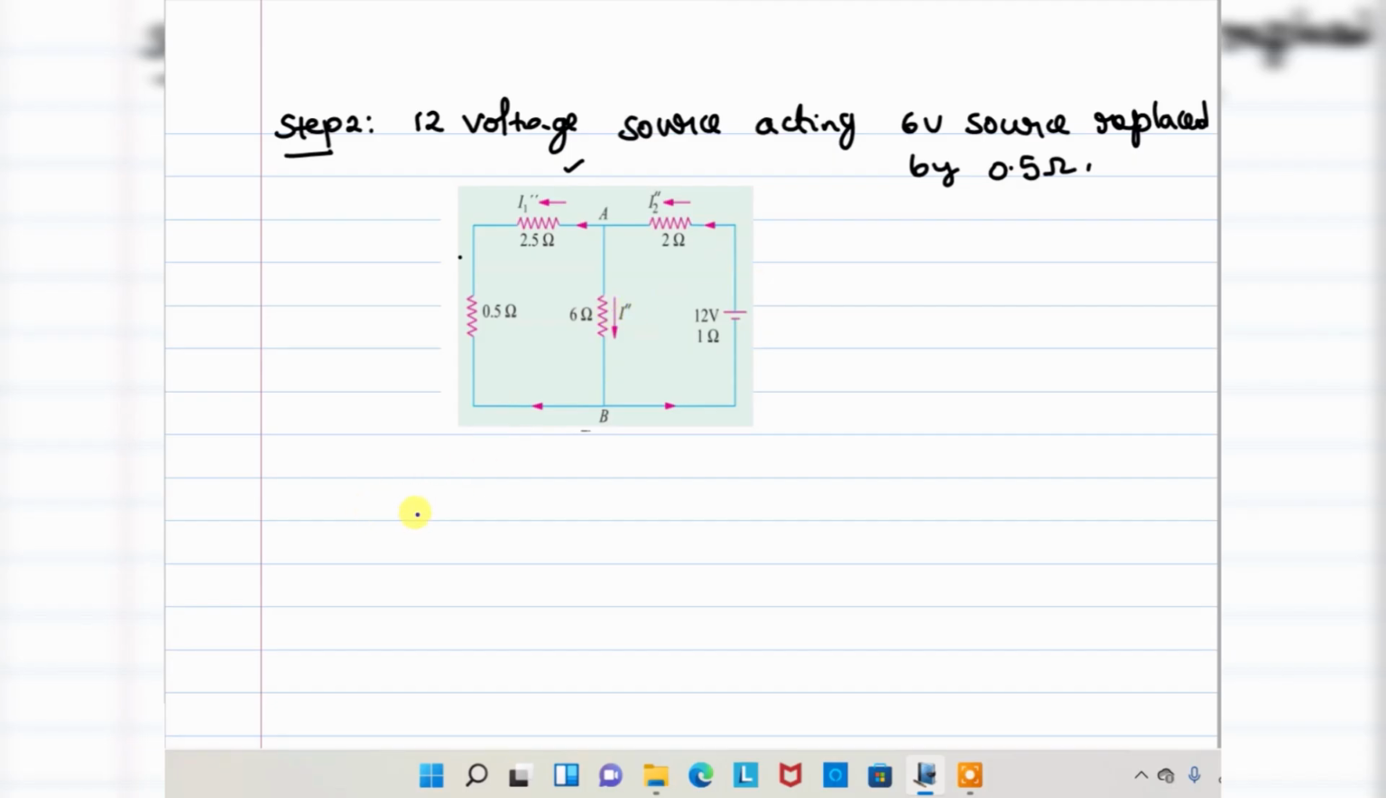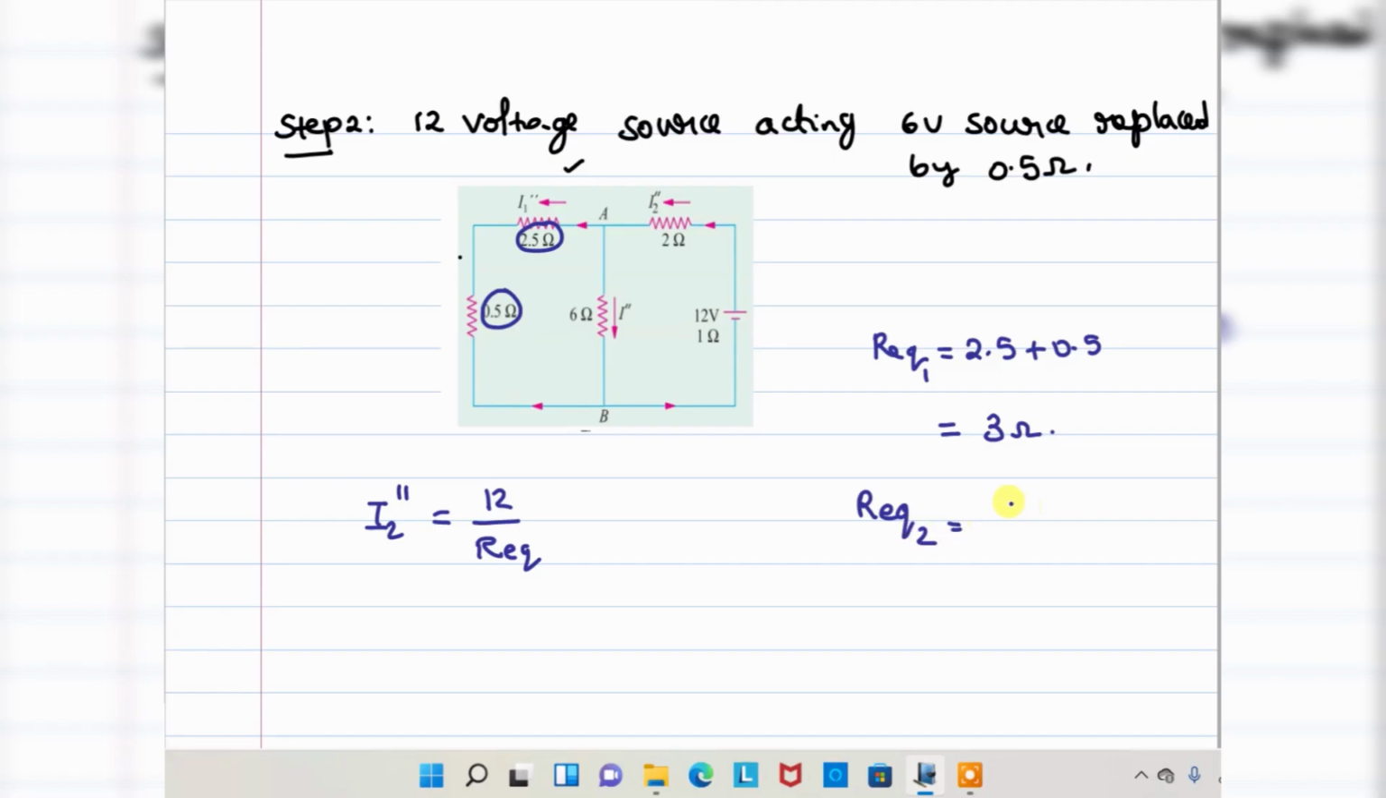I want to find out I2 double prime first, which is equivalent to V divided by R equivalent. Similarly to the previous case, I want to find out the R equivalent. See here, these two combinations are in series. So R equivalent is equal to 2.5 plus 0.5, that is 3 ohms. The 3 ohms is in parallel with 6 ohms, right? 3 into 6 by 3 plus 6 is equivalent to 2 ohms. So this entire combination is 2 ohms.